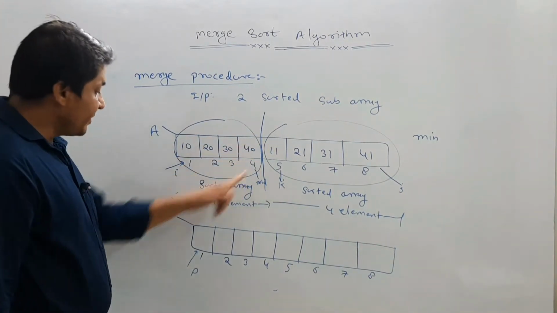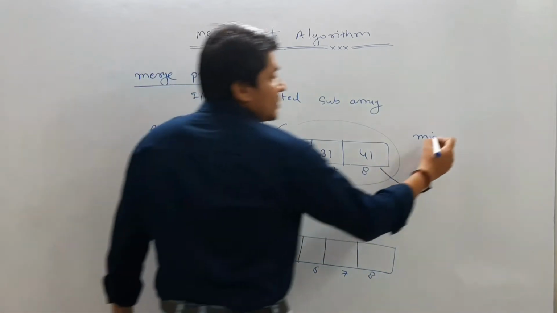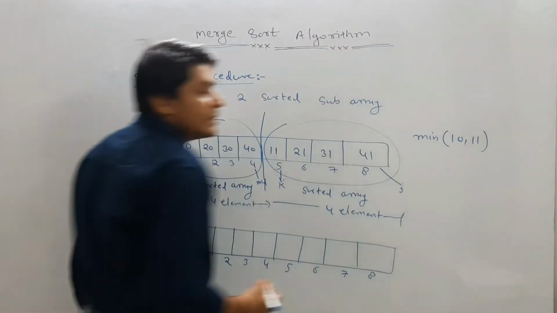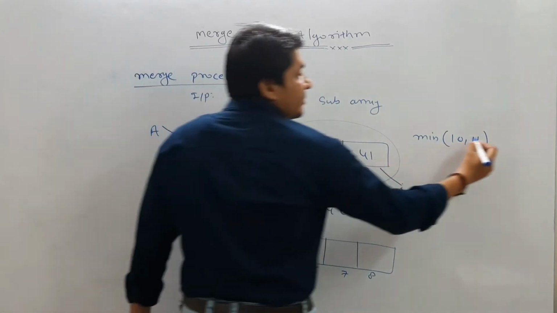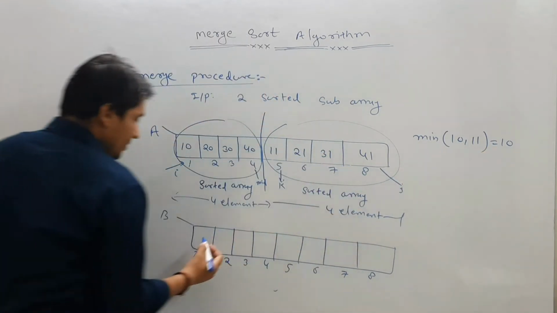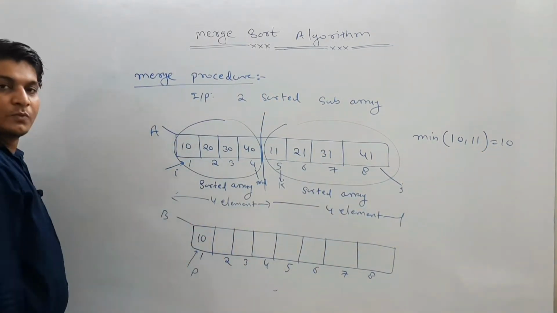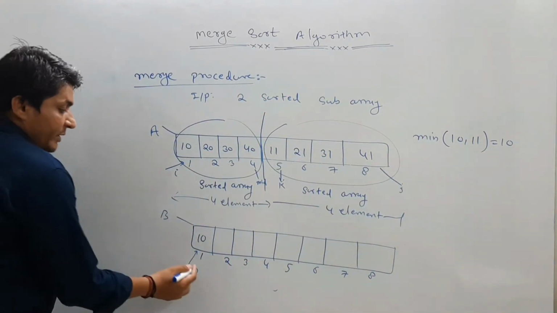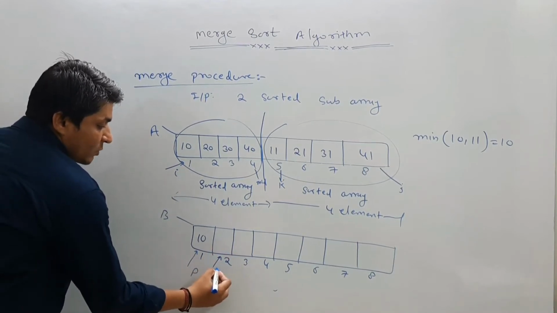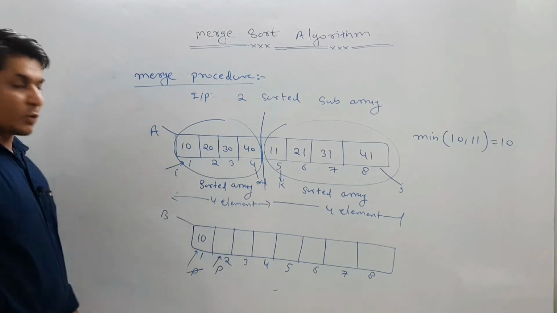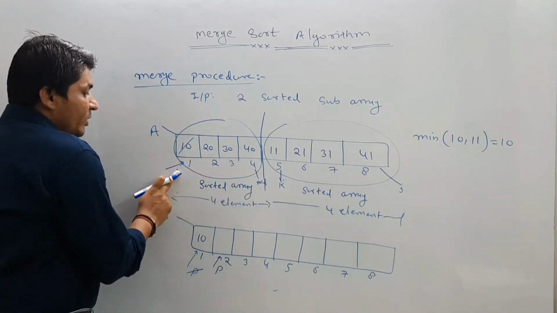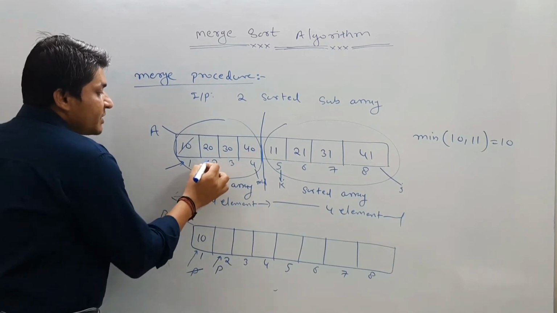Whichever is minimum we will copy here. So let us understand: minimum of 10 comma 11. Which one is minimum? Minimum is 10, correct. So we will copy 10 into the B array. Now we will start pointing to the next location, because the next element will be copied into the next location. So p is pointing to the next location. Now we have already copied 10, so now we are going to compare with the next element, which is 20.